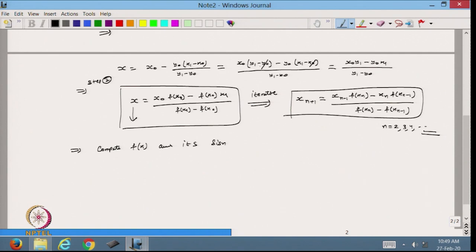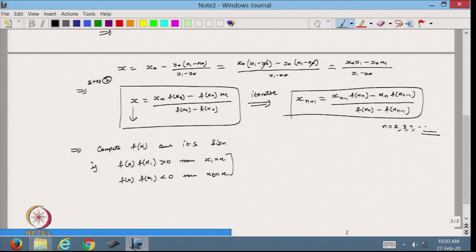Based on this f x and its sign, if f at x times f at x 1 is greater than 0, then my x 1 will be x. Otherwise, if f x times f x 0 is negative, then my x 0 will be x, because in this case there will be opposite signs. So, if f x and f x 1 is greater than 0, I will choose x 1 equal to x, and if f x and f x 1 is less than 0, then I will choose my x 0 as x.